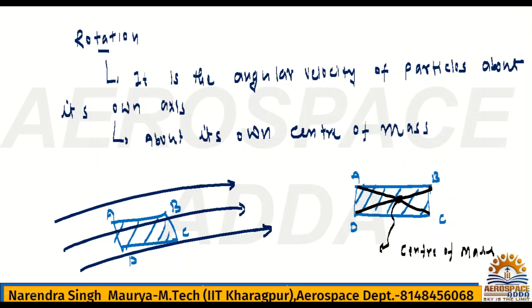Perpendicular to this, there will be one axis, that will be the axis of rotation. Yes or no? This is the axis of rotation for the particle. This is the one particle, and we have found the center of mass of this particle, and perpendicular to this center of mass one axis will be there, and around that axis the particle will rotate. That will be the axis of rotation. Hope you understood. Yes or no?